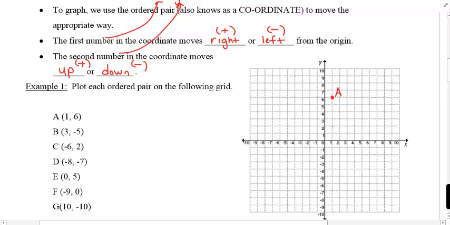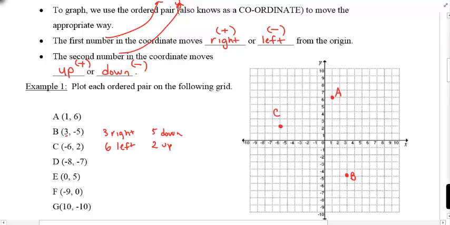Let's try B together. B says (3, -5). The 3 means 3 to the right, so starting at the origin, go 3 to the right. Then negative 5 means 5 down. So from 3, we go 5 down. There's point B. I'll do one more and then you do the rest. C is (-6, 2). The negative 6 means you go 6 to the left, starting from the origin. The 2 means you go 2 up, right there. All right, I've done enough examples. You now try the rest. Go.